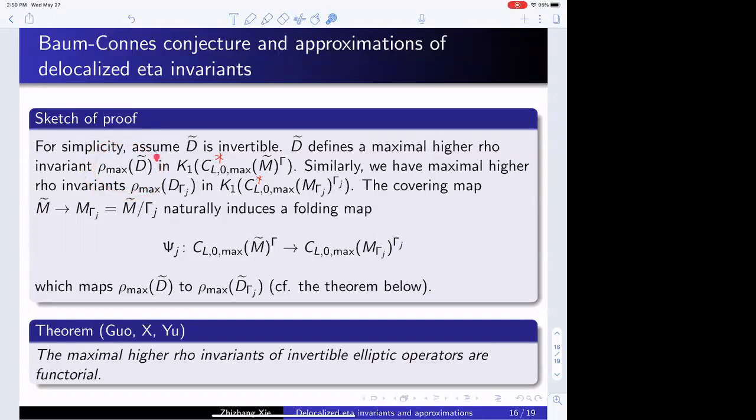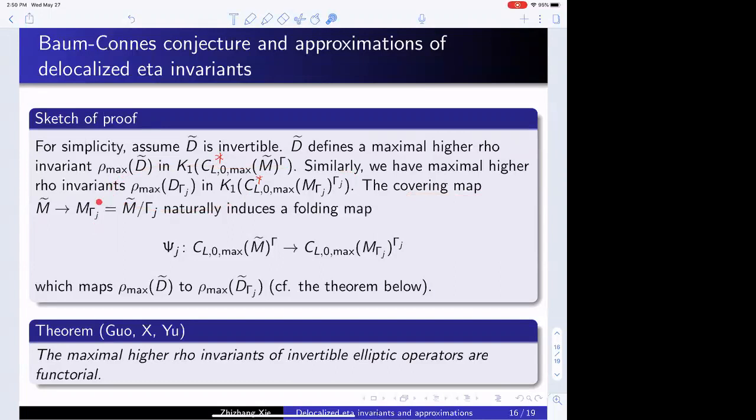So you can use the trace to evaluate on these to get the delocalized eta invariants. But anyway, let's move on. For these finite covers, you can also define the corresponding higher rho invariant as well. Now the covering space I'm talking about is the covering space from M tilde to M_{Γ_j}.